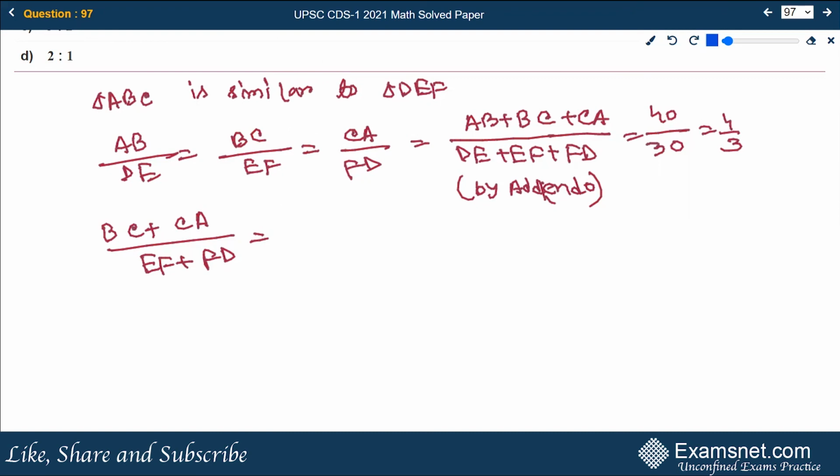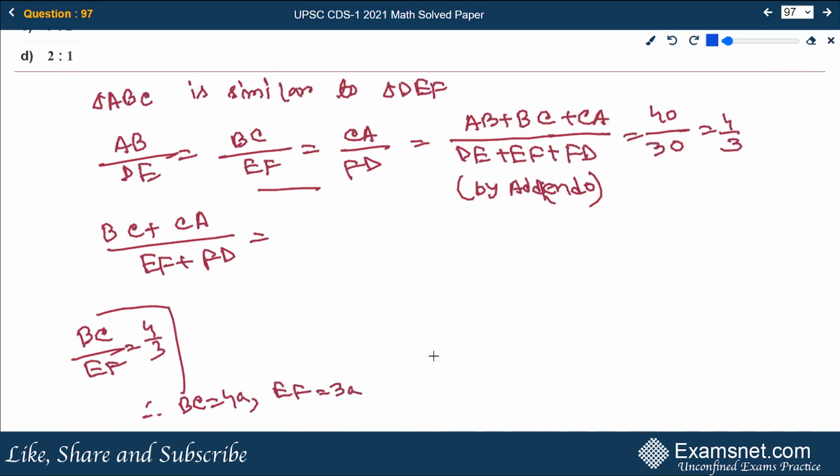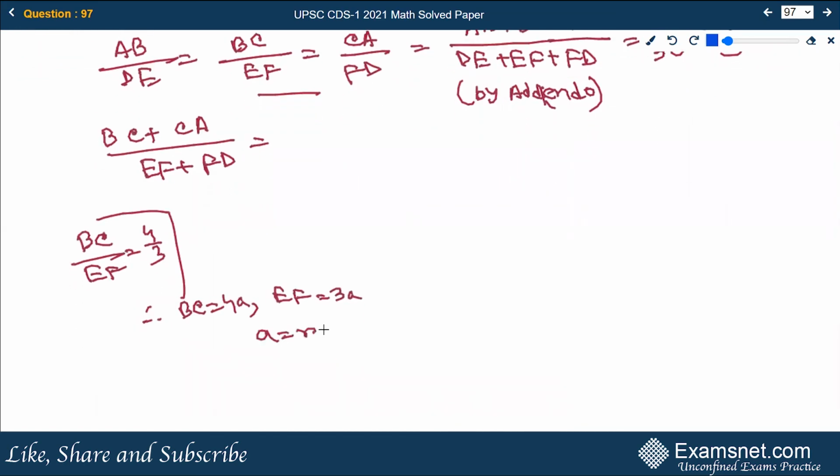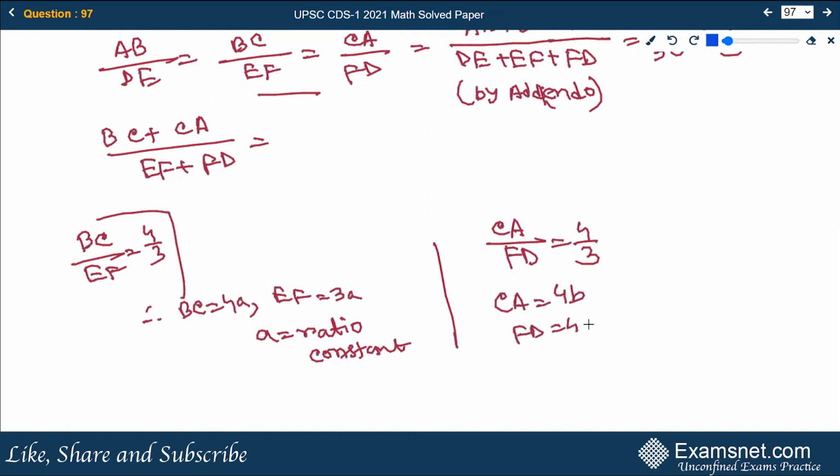So let's write here. From the first ratio, further we can write BC and EF. The ratio of BC to EF equals 4 by 3. So therefore, let's say BC equals 4A and EF equals 3A, where A is the ratio constant. And further, CA by FD equals 4 by 3. Again, all the ratios are equal to 4 by 3, correct? So CA equals, let's say, 4B and FD equals 3B, where B is the ratio constant.